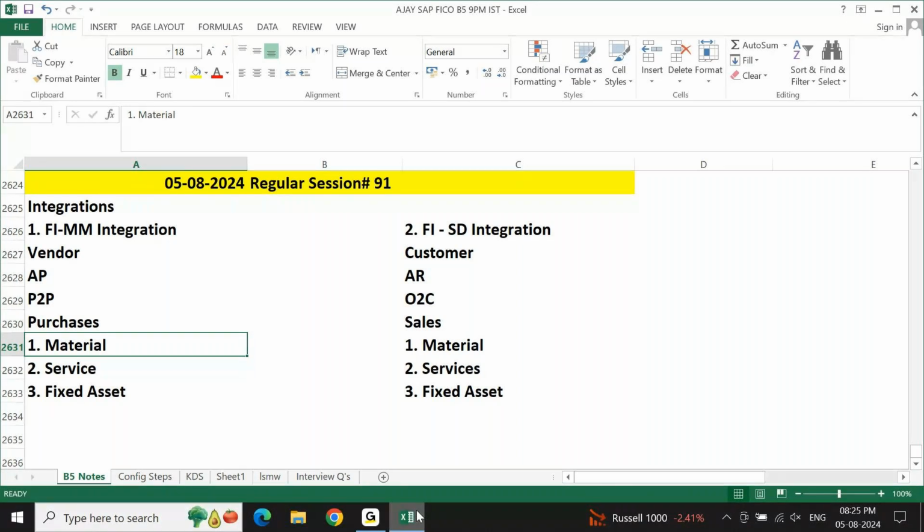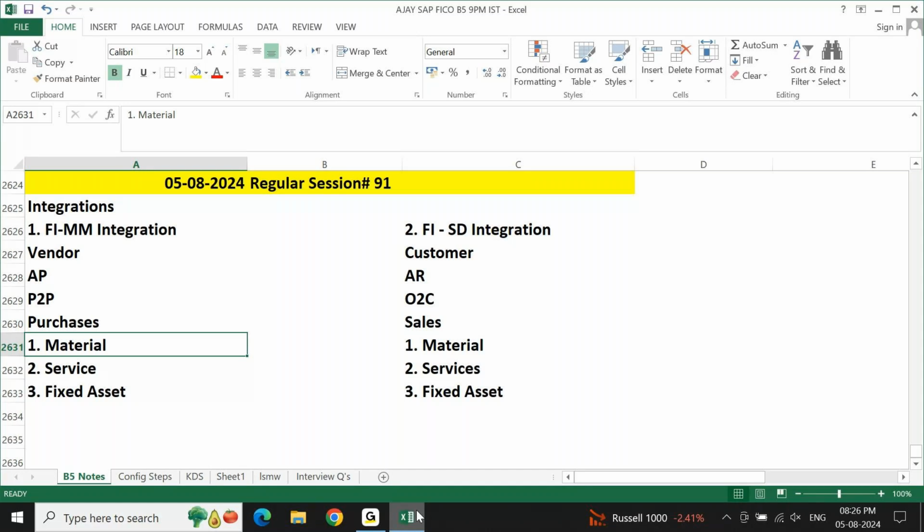But the moment there is a monetary impact, a financial impact, an accounting impact, you are concerned about it. As a FICO consultant, you are concerned about MM if there is a transaction which has a financial impact. As a FICO consultant, you are concerned about SD if there is an impact related to financial or monetary.